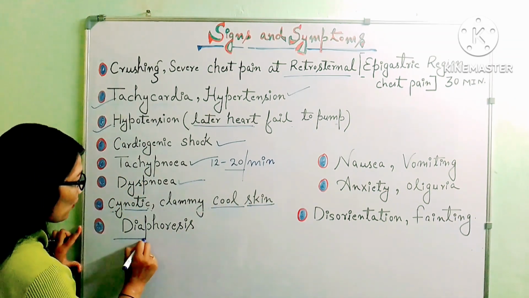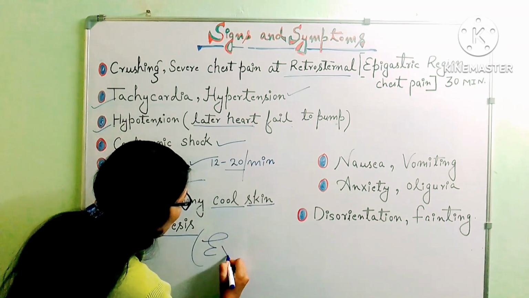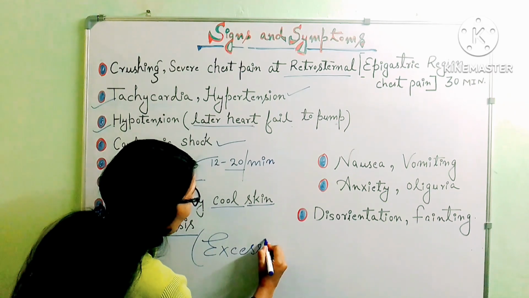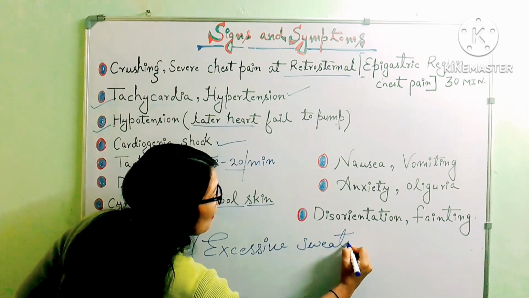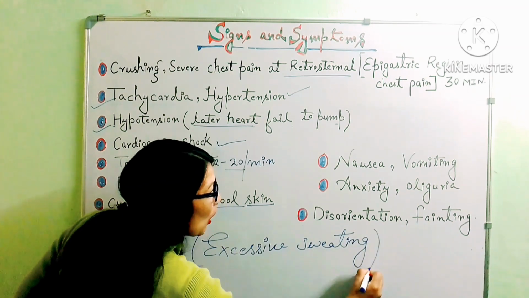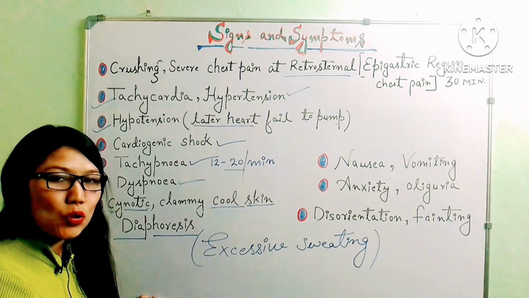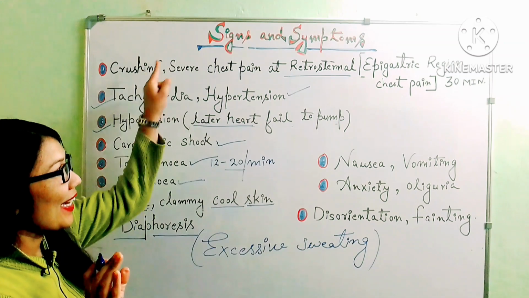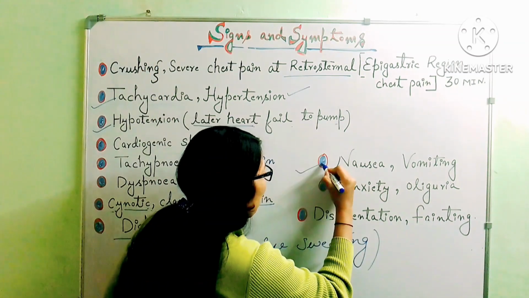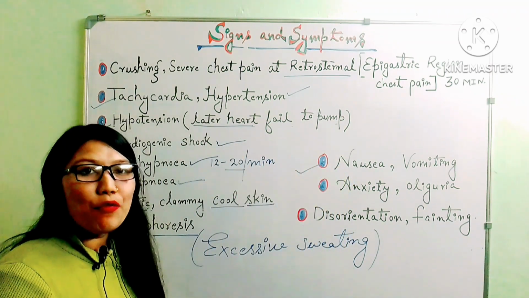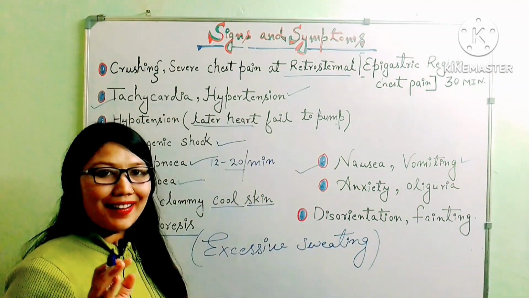Next symptom is diaphoresis, when there is excessive sweating in the patient. Why is there excessive sweating? Because the blood is not able to flow up to the sweat glands. So in the heart attack patient, there will be excessive sweating. And in some patients there is a feeling of nausea and vomiting. Even the patient may vomit when he has heart attack symptoms.